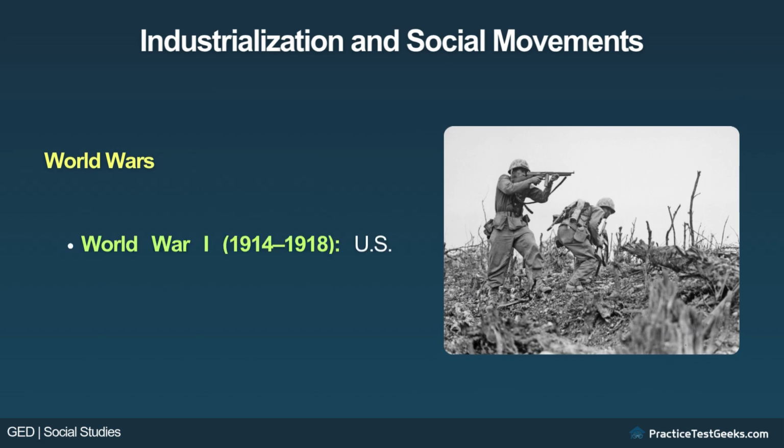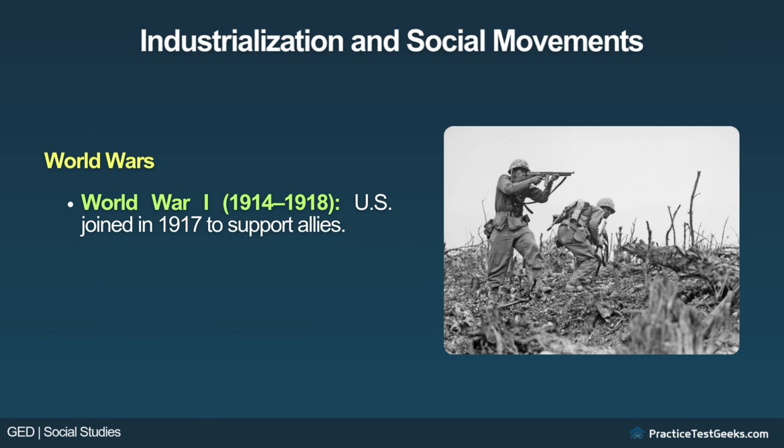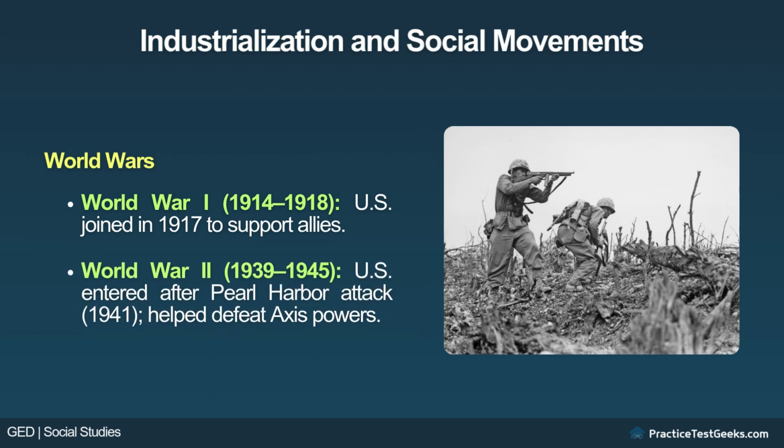World Wars. The U.S. entered World War I in 1917, joining the Allies to help bring the war to an end in 1918. Later, during World War II, the U.S. joined the conflict in 1941, following the Japanese attack on Pearl Harbor. American military and industrial power played a key role in defeating Germany, Italy, and Japan by 1945.